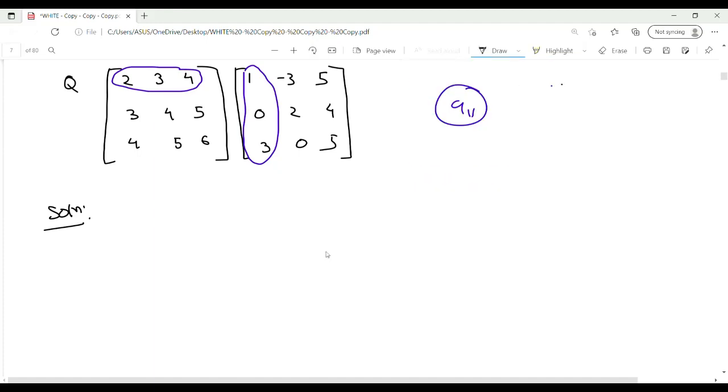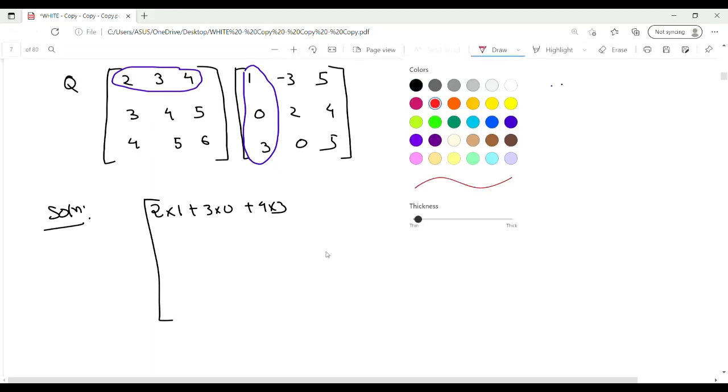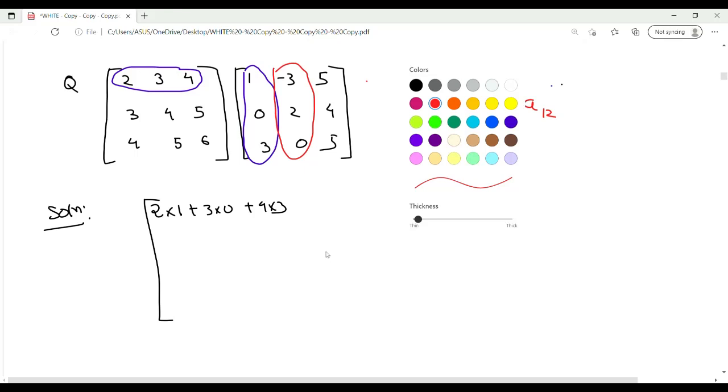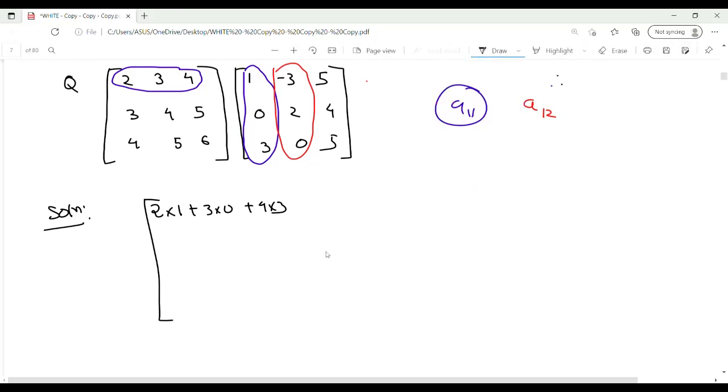We will multiply 2 into 1 plus 3 into 0 plus 4 into 3. Next we will multiply this first row with the elements of the second column, and the element will be of A12. We will multiply 2 into minus 3 plus 3 into 2 plus 4 into 0. Next we will multiply the first row with the third column: 2 into 5 plus 3 into 4 plus 4 into 5.